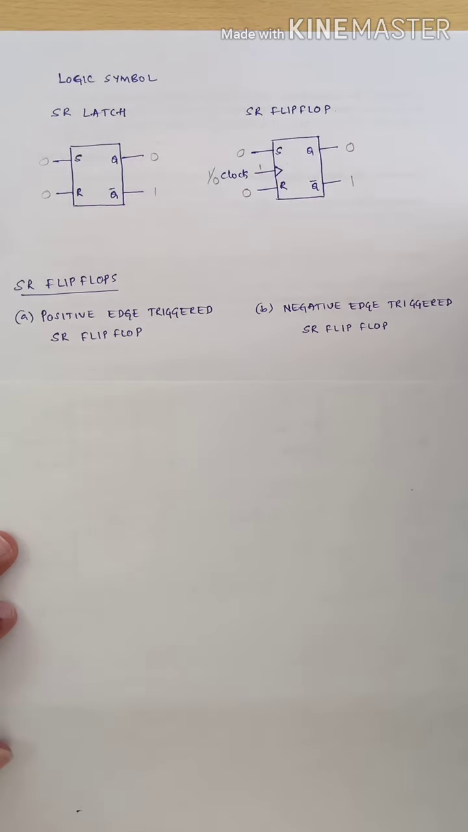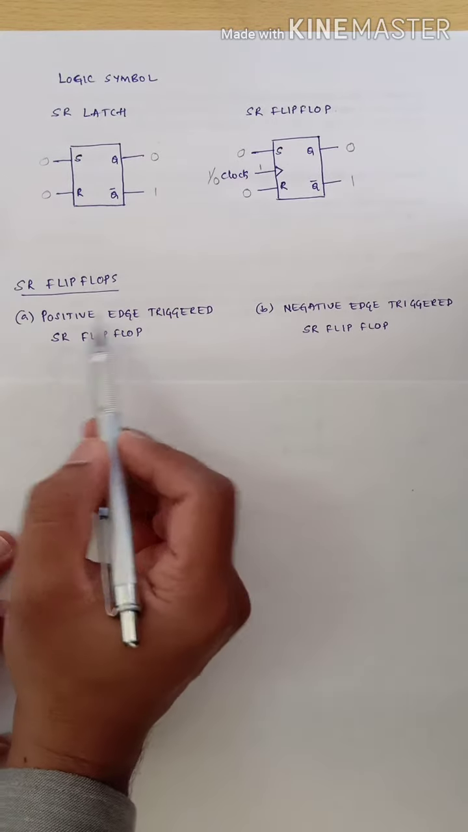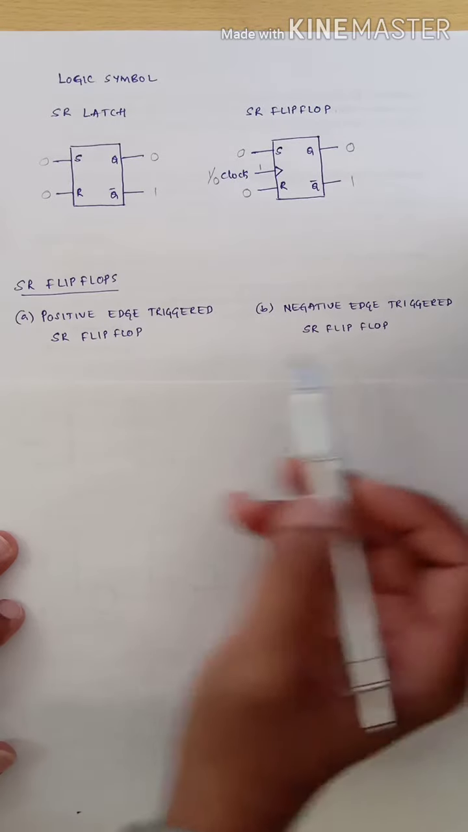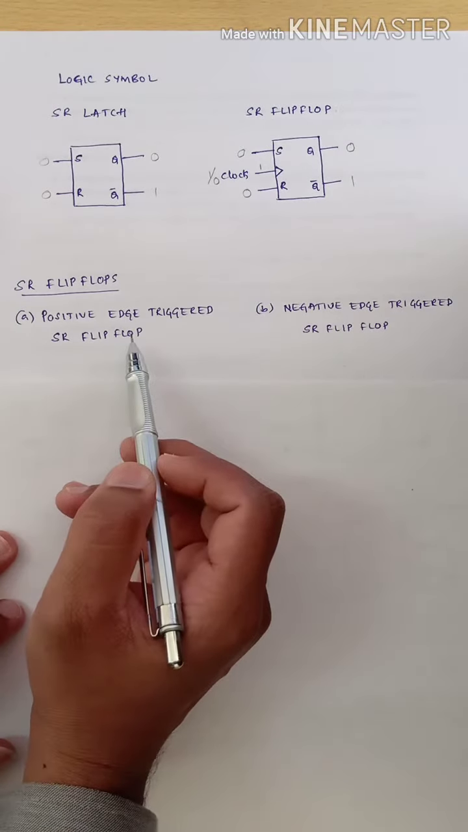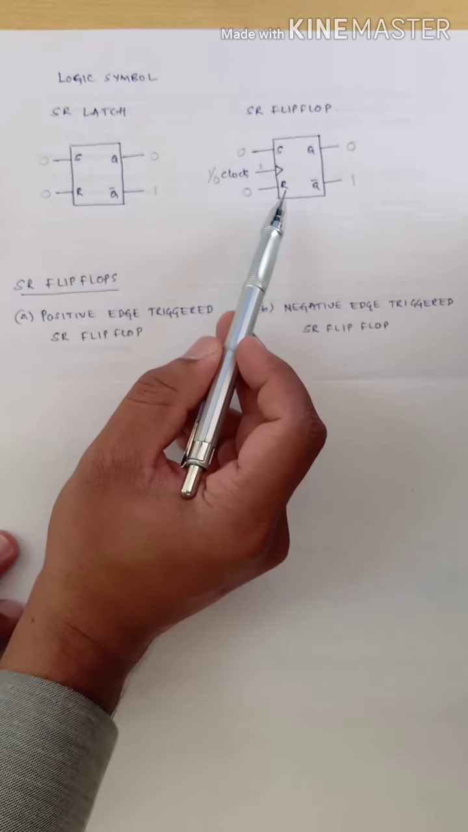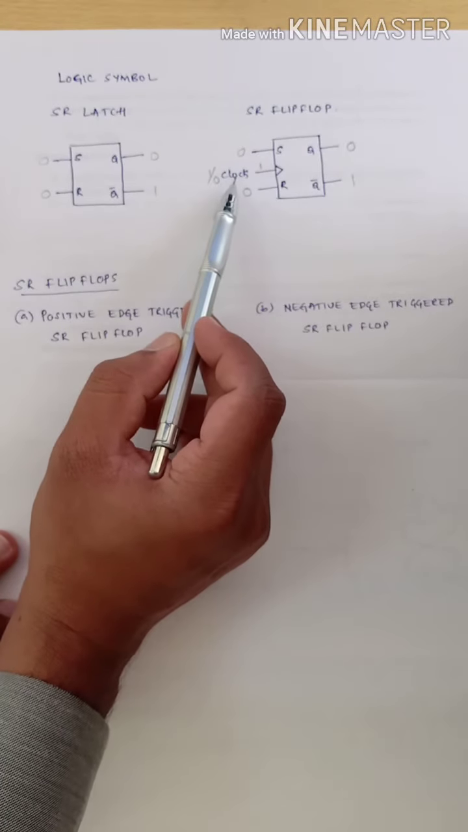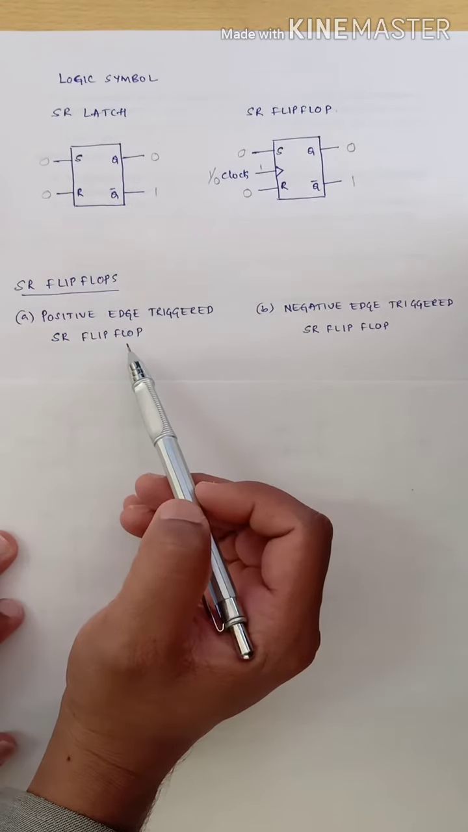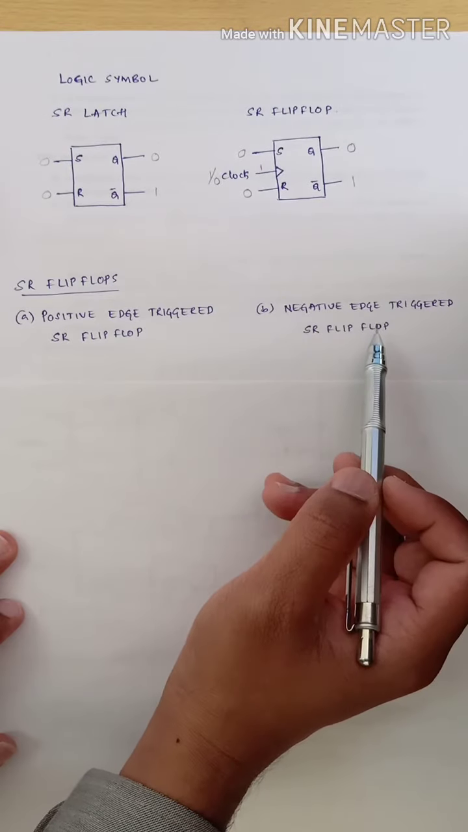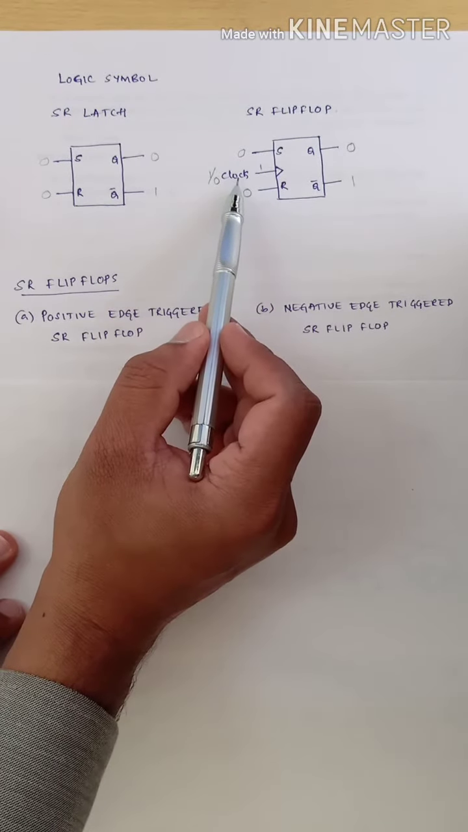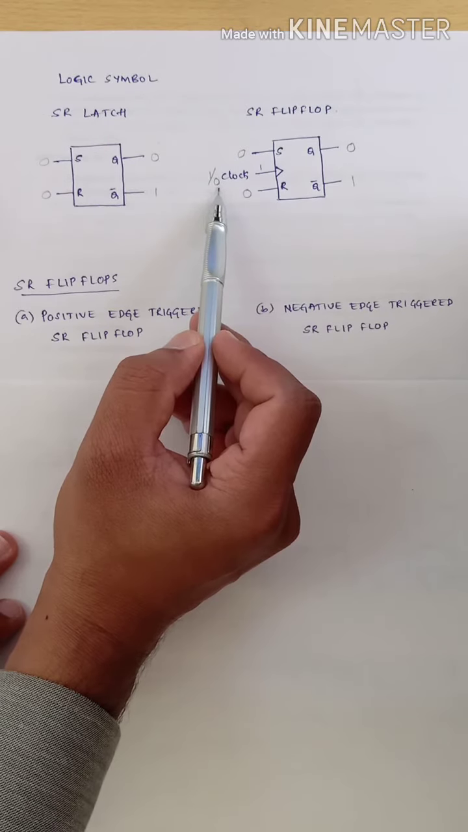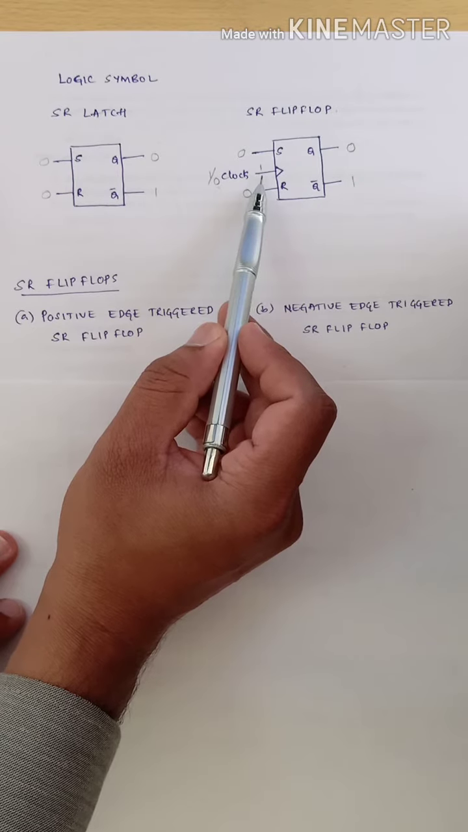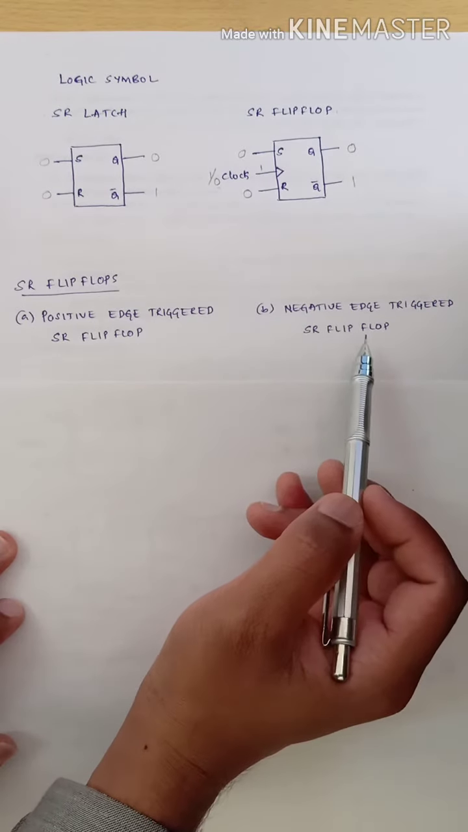In SR flip-flop, you have two types. One is the positive edge triggered SR flip-flop, the other one is the negative edge triggered SR flip-flop. In the case of the positive edge triggered SR flip-flop, as we have seen here in this logical symbol, I have given this clock input as 1. So this is an example of a positive edge triggered SR flip-flop. In the case of the negative edge triggered SR flip-flop, for the clock input I am going to give the value as 0. If I provide the value 0 for this logical symbol of SR flip-flop, then it is a negative edge triggered SR flip-flop.